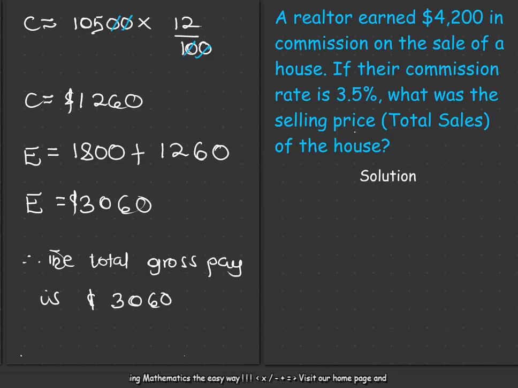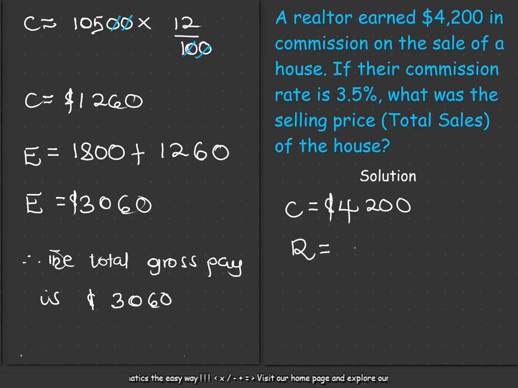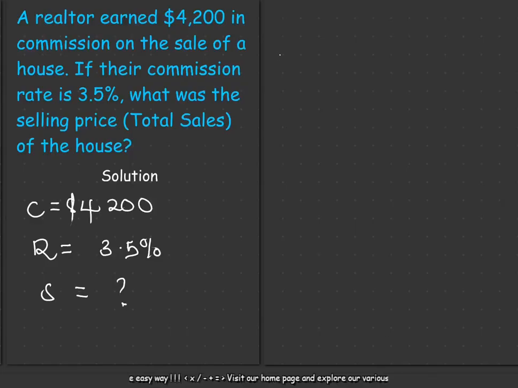So first of all, let's write out our parameters. We know the commission earned. So he earned this. That is the commission you are actually earning. So C is 4,200. And then we know the commission rate to be 3.5%. What is the total price? What is the selling price? That is S. We don't know that. But we do know the formula. We know that the commission is actually the selling price times the rate.